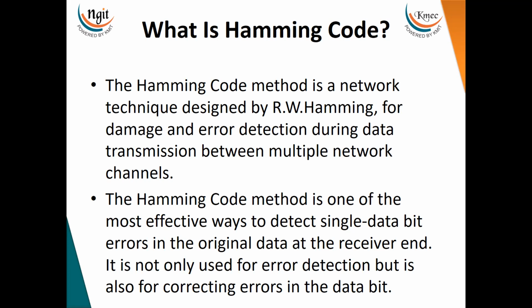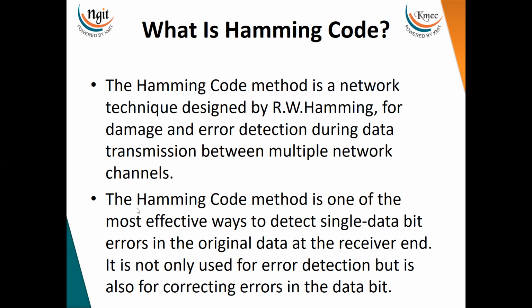What does the Hamming code method mean? It is an error detection technique which was designed by R.W. Hamming for damage and error detection during data transmission between multiple network channels. Here we have multiple network channels. If we have data transmission, the Hamming code method is a network technique designed by R.W. Hamming for damage and error detection between the multiple network channels.